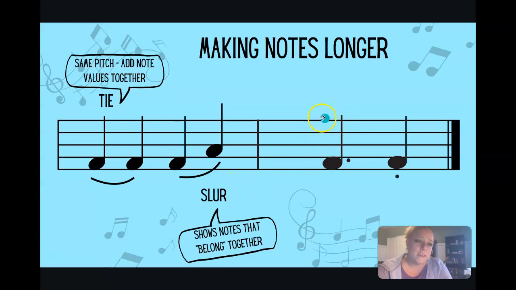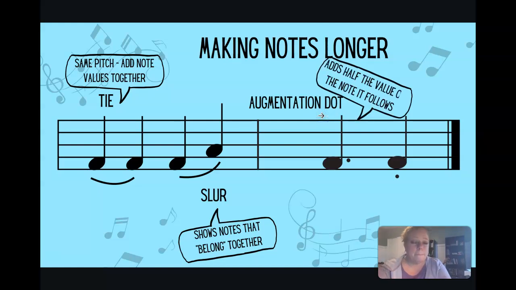So the second way that we can make notes longer is by using an augmentation dot. An augmentation dot is a dot that, just like the one I'm pointing to here, follows the note head. It means it's to the right. That augmentation dot is going to make notes longer because that dot represents half of the value of the note it follows. And so when you add the value of the note to half of the value of that note, then it's going to make it longer.